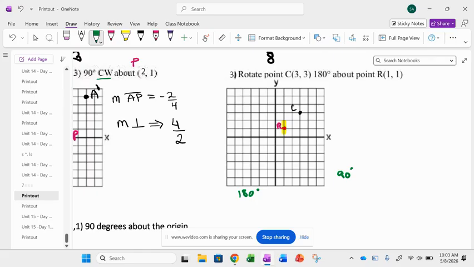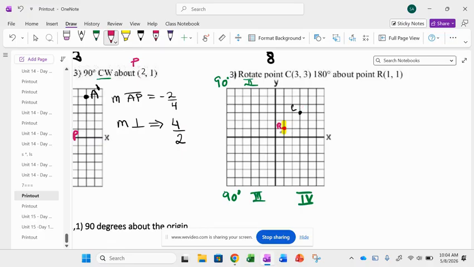So I should end up close to, wait, counterclockwise. Oh, that's clockwise, sorry. Counterclockwise, this is 90. This is, well, it's still the same. This is 180. So I should end up close to quadrant 3. So let's see what happens.